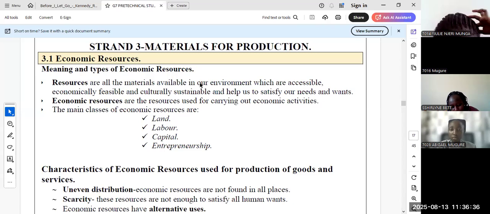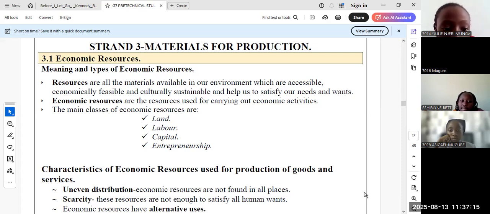Now, here we go. Materials for production. We are going to start with the economic resources. Julie Njeri, from your end, I want you to read for us. We want to define the meaning and the types of economic resources available in our environment. Now, for us to understand this strand, we should first of all get the basic definitions. In this case, we have to start with defining what a resource is. So, Julie, what is a resource?